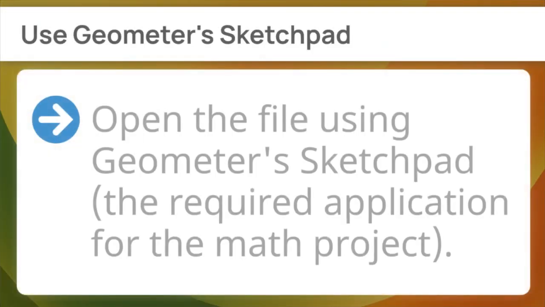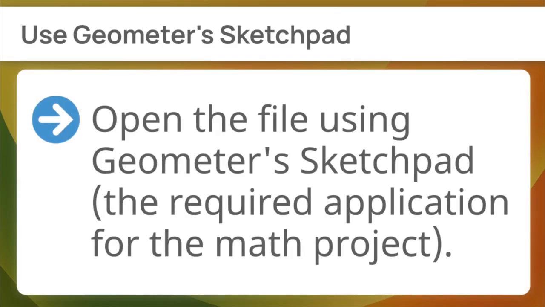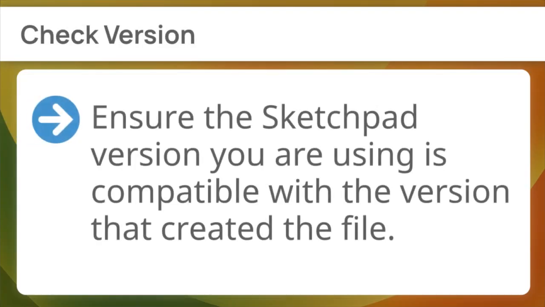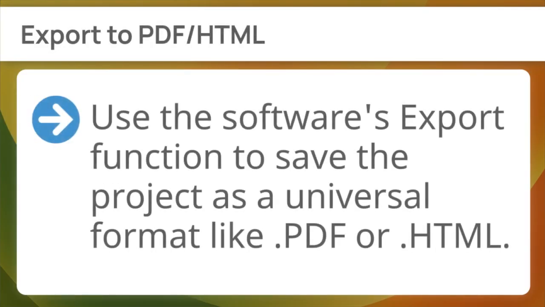First, use Geometer's Sketchpad. Open the file using Geometer's Sketchpad, the required application for the math project. Next, check version. Ensure the Sketchpad version you are using is compatible with the version that created the file. Finally, export to PDF or HTML. Use the software's export function to save the project as a universal format like .pdf or HTML.